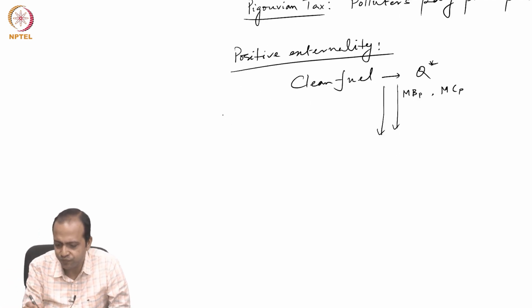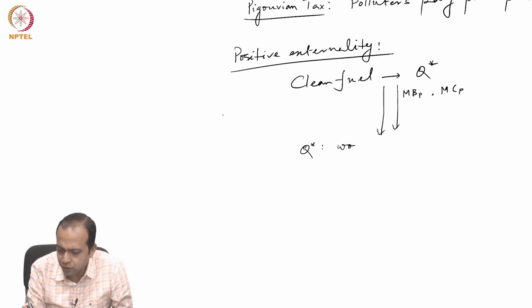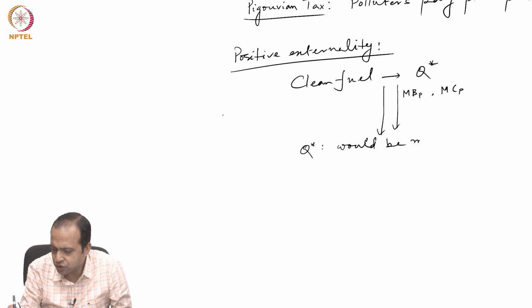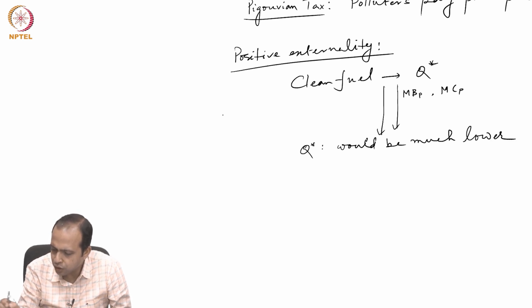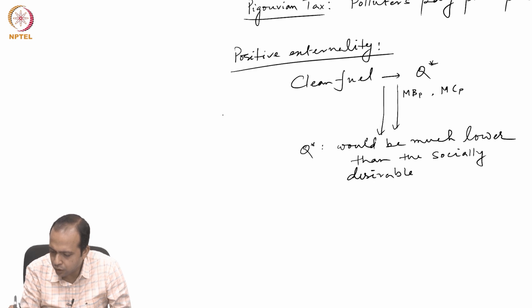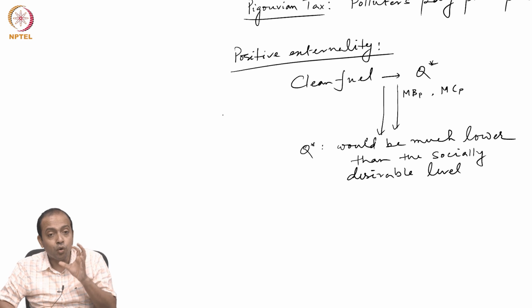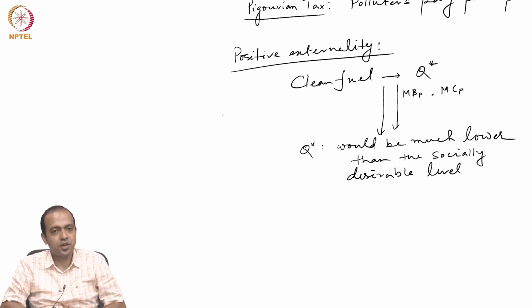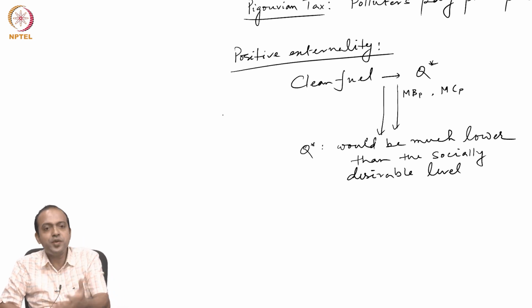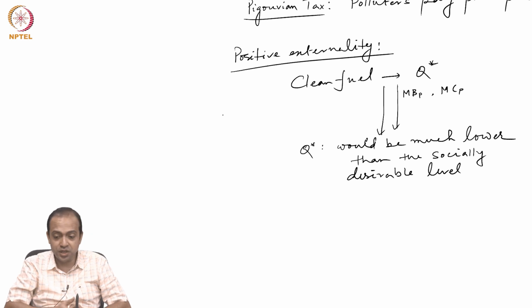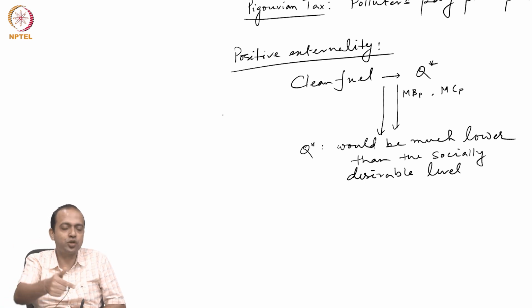So, this Q star would be much lower than the socially desirable level. So, what should the government do? Government now gives subsidy to this individual in the form of reducing the price of it. So, when there is positive externality, government needs to give subsidy to increase the supply. That means increase the adoption of clean fuel. Otherwise, there would be under adoption, just the opposite of negative externality.